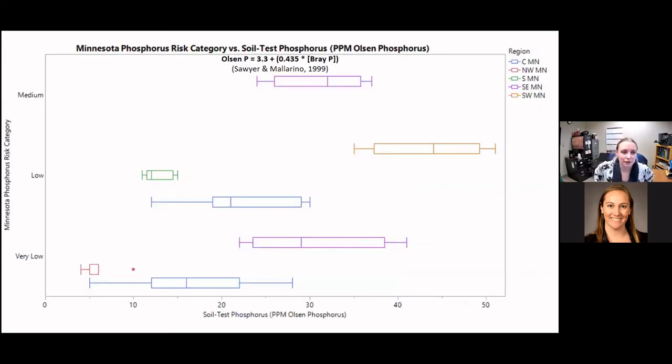And then here's an example of MinP risk category versus soil test phosphorus. And this soil test phosphorus is in ppm Olsen P.